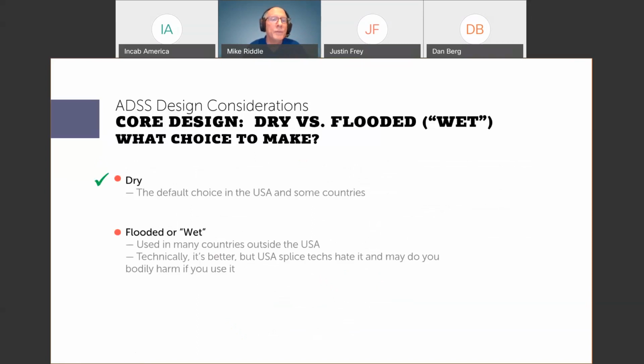So what choice should you make? I'm American, and I think that the dry core is the better overall choice. Not against the flooded core. Again, they are used a lot outside the United States, and technically it is better, but American splice techs hate it, and they will complain bitterly. And if you bought a flooded core cable here in the United States.